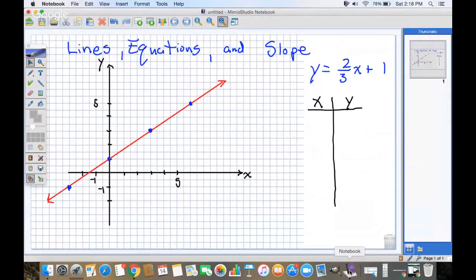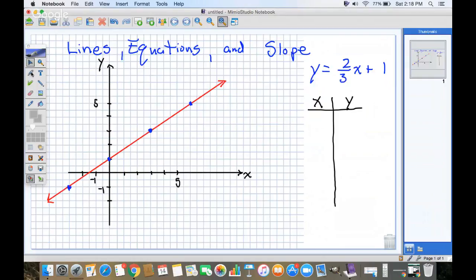So the big ideas are lines, equations of lines, and the slope of a line. So here I have an equation, y equals 2/3 x plus 1. And it's my belief that this line in red here represents all possible solutions to that equation. So an equation has solutions if when you plug in numbers for the variable or variables, it ends up being true.